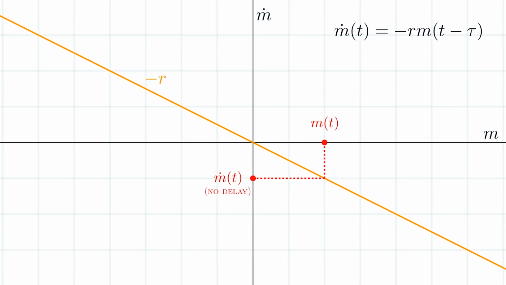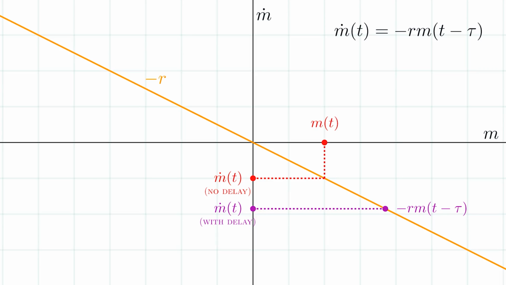However, if we have time delay in the system, then if we have m of t, we don't go to the curve minus r m, but we go to the curve minus r m of t at an earlier time. So if m of t is decaying exponentially with time, then at some earlier time, m is larger. So this is m of t minus tau, and that means m dot of t is proportional to minus r m of t minus tau, so it's actually bigger.